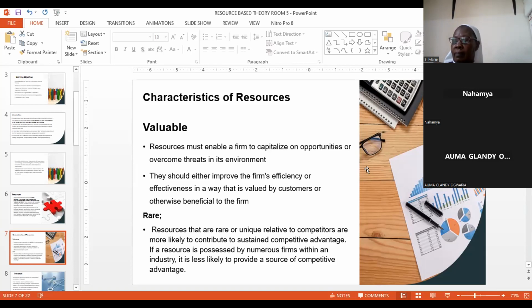These resources should also be rare. For a firm to achieve its objectives or sustain a competitive advantage, the resource must be rare. The organization should have rare resources that are unique relative to the competitors, such that competitors are not likely to obtain them easily.